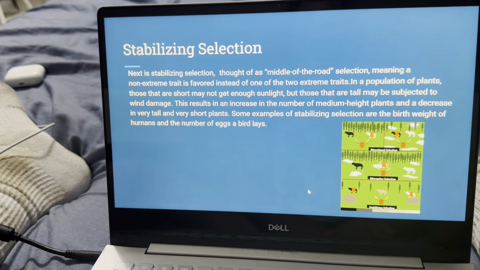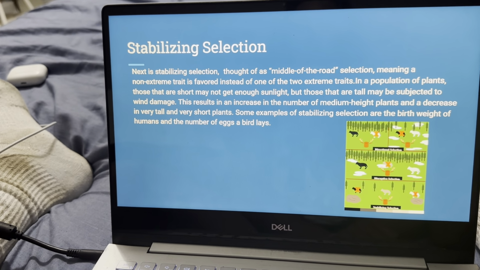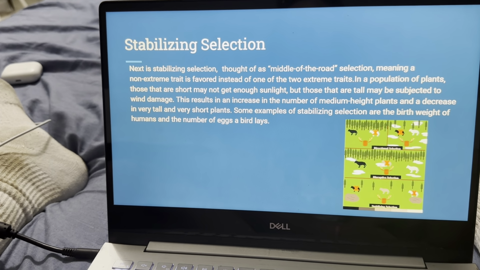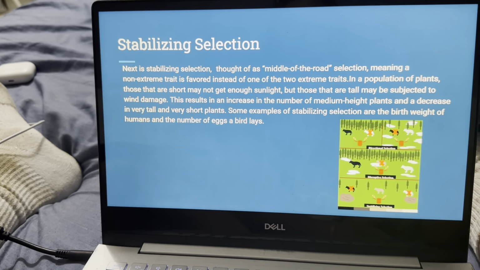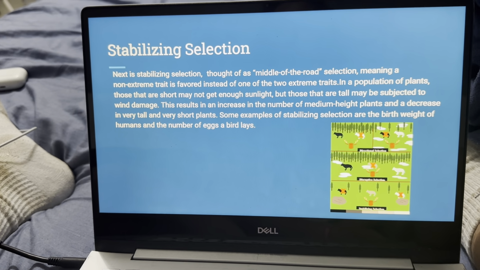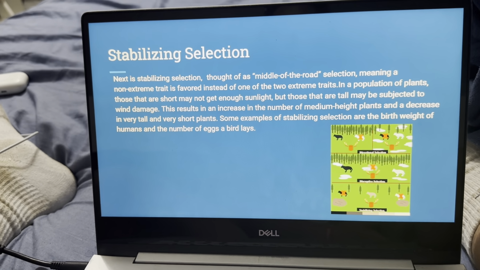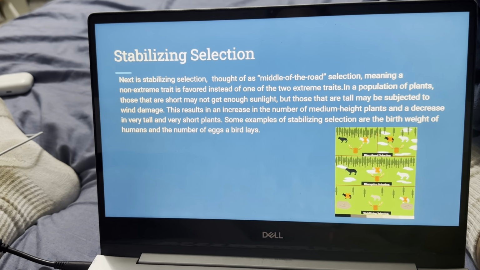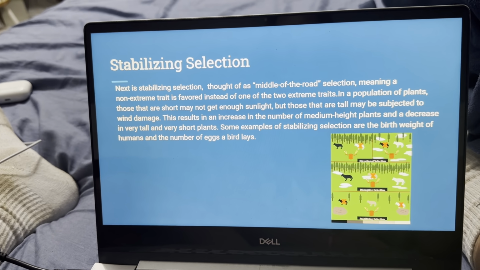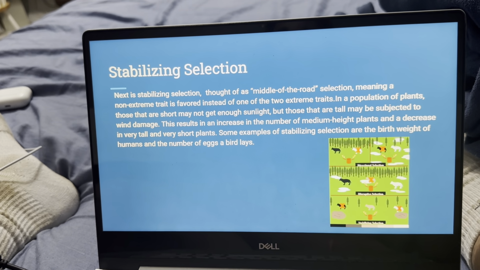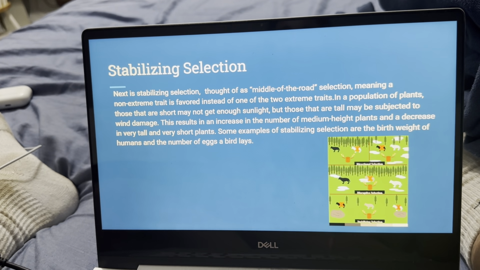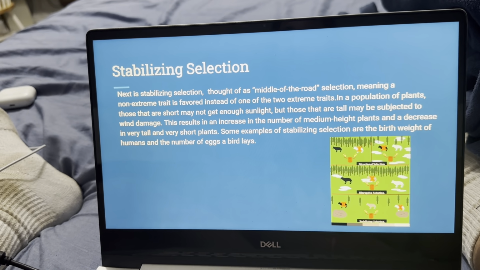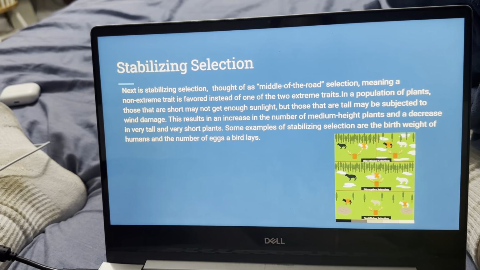Okay, stabilizing selection. Next one up. Next is stabilizing selection. First of all, middle of the road selection, meaning a non-extreme trait is favored instead of one of the two extreme traits. In a population of plants, those that are short may not get enough sunlight, but those that are tall may be subjected to wind damage. This results in an increase in the number of medium height plants and a decrease in the very tall as well as the very short plants.